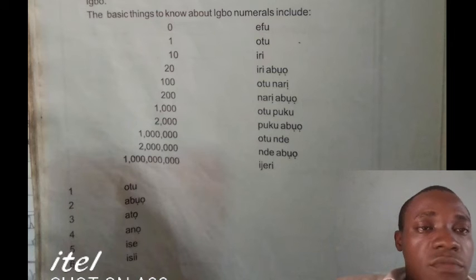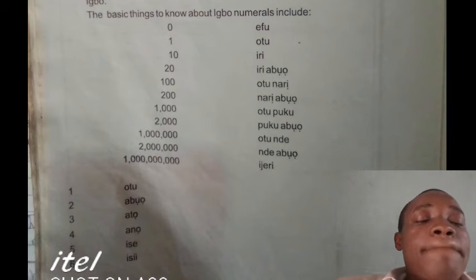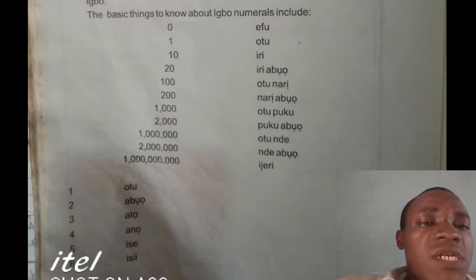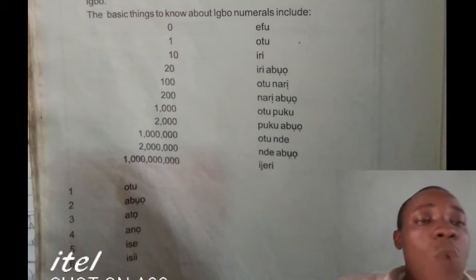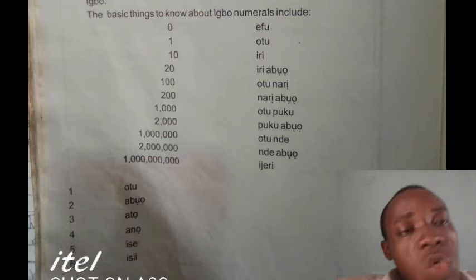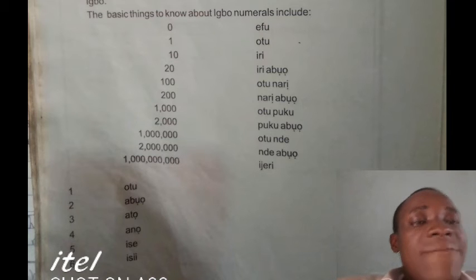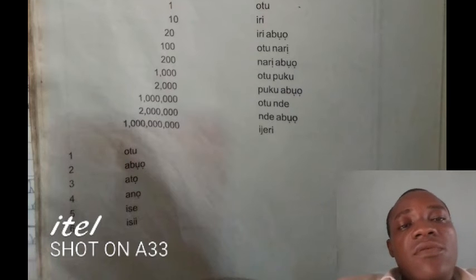1,000,000,000 is otu ijeri. If you say 1 billion, otu ijeri, or billion alone is ijeri.